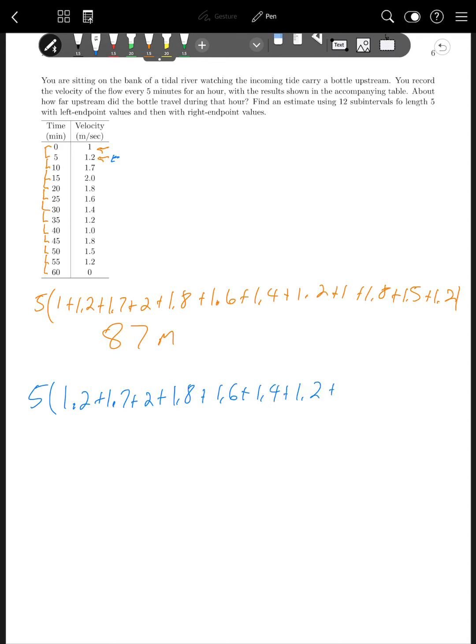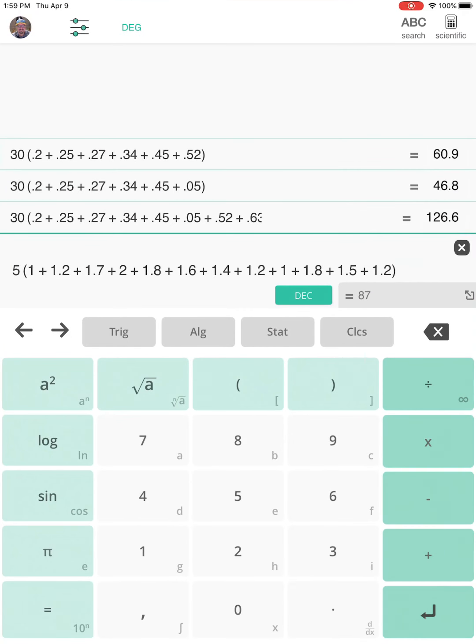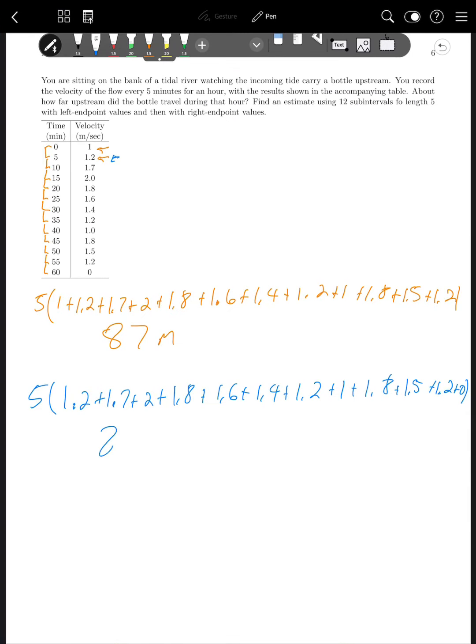Meters. And then we could do the same thing, but this time we're going to use the upper estimate, the right side. So for 0 to 5, we'll use 1.2. From 5 to 10, we'll use 1.7. So this would be 5 times 1.2 plus 1.7 plus 2 plus 1.8 plus 1.6 plus 1.4 plus 1.2 plus 1 plus 1.8 plus 1.5 plus 1.2 plus 0.